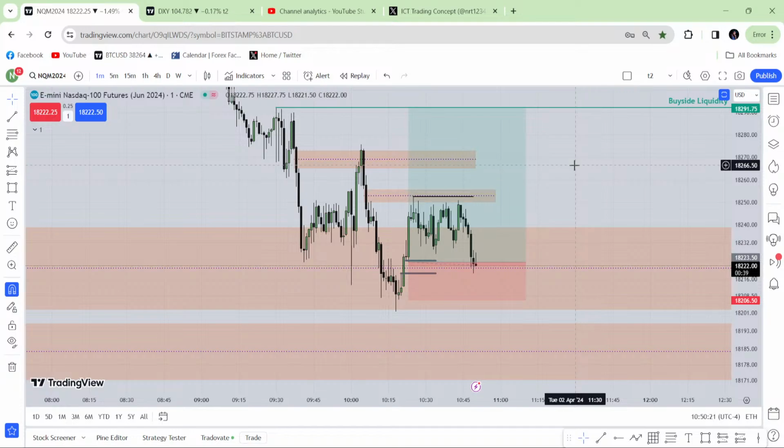I hope PM session will be a little clean price action. Maybe, I'm not sure, but we will see. Should we think too much?